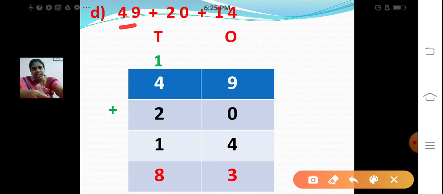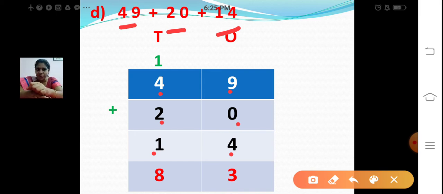9 in the ones place. 4 in the tens place. Now take the second number 20. 0 in the ones place. 2 in the tens place. Third number 14. 4 in the ones place. 1 in the tens place. Now let's add the 3 numbers 49 plus 20 plus 14.